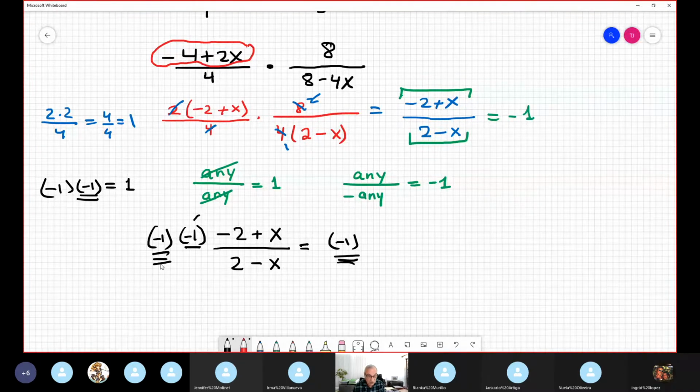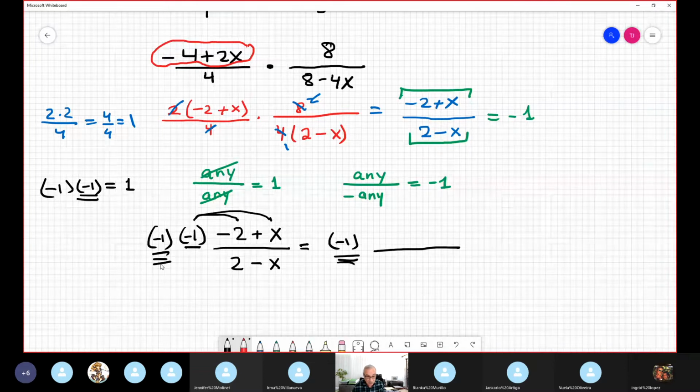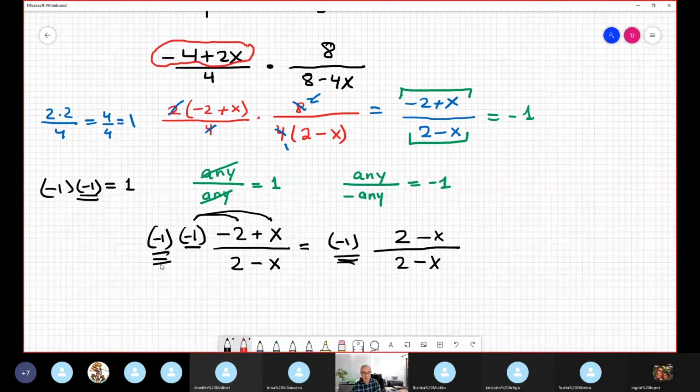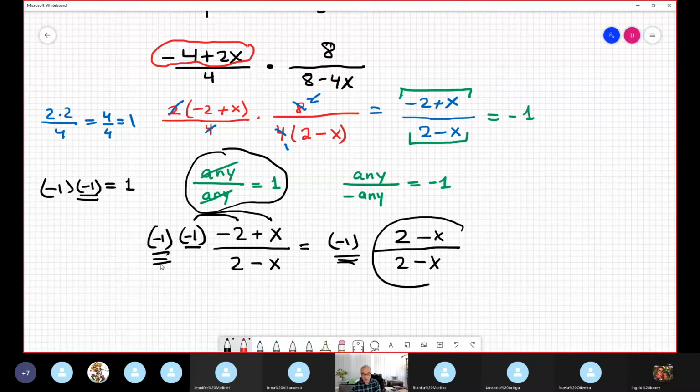Using this negative 1 to multiply this and this, because I have negative 1 times negative 2, which is positive 2, and negative 1 times positive x is negative x. I don't do anything in the bottom. So the situation that we have so far is any expression divided by itself. The answer is obviously 1, and 1 times negative 1 is negative 1.